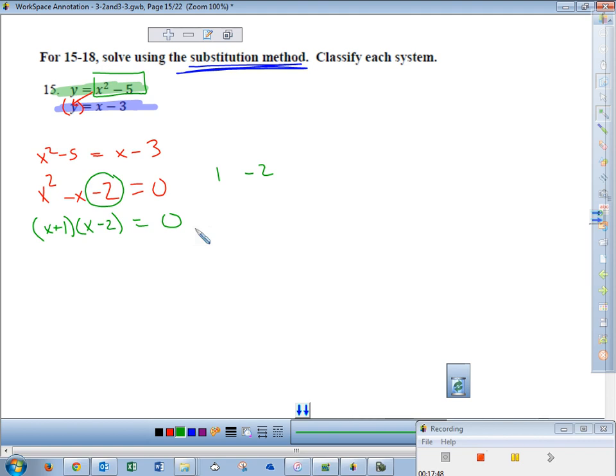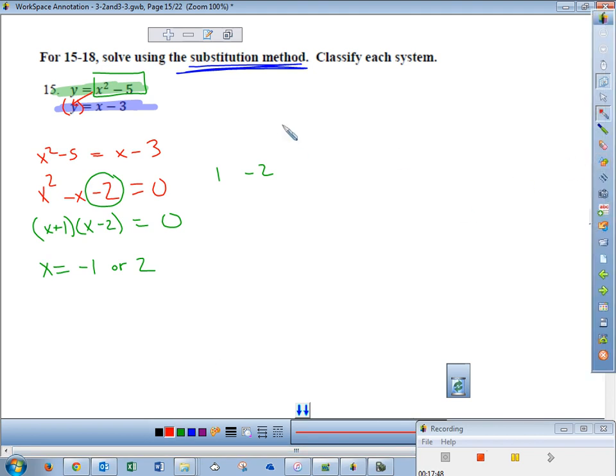Y'all down with that? Now, what does x equal? X could equal -1 or 2. Cool? Now you think, are we finished with this problem? I wanted to know the answers to this system. I got some x values. Aren't all the answers to our system ordered pairs? X, comma, y, right? So what do I still need? I need the y values.